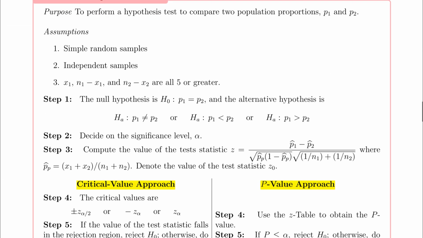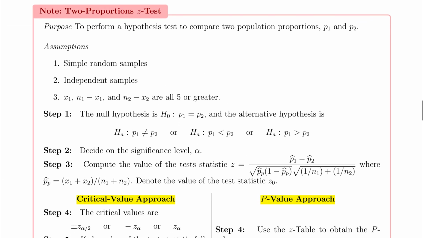And here are the steps in doing the proportion Z test for two samples. So we assume they are simple random samples. We assume they are independent. Here we have x sub 1, n sub 1 minus x sub 1, and n sub 2 minus x sub 2 are all greater than 5. And I should have also included x sub 2 in that list. So x sub 2 should also be greater than 5.